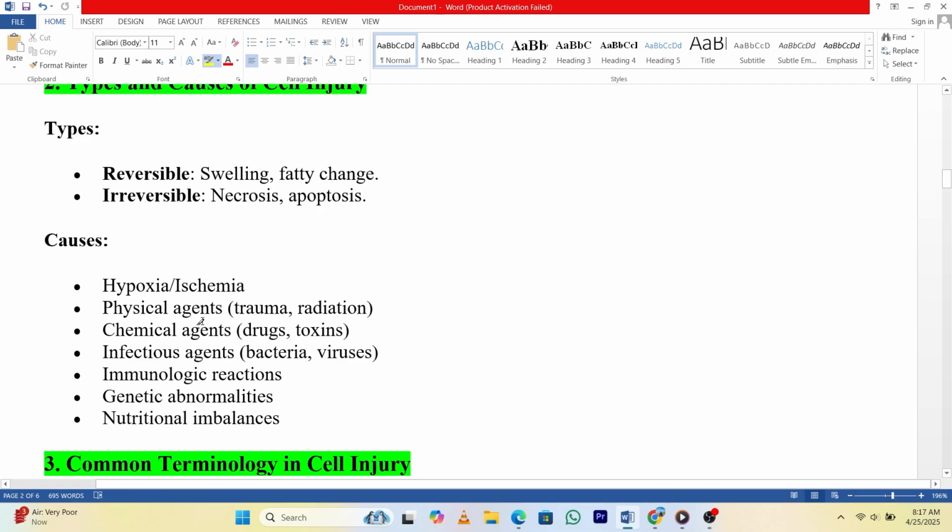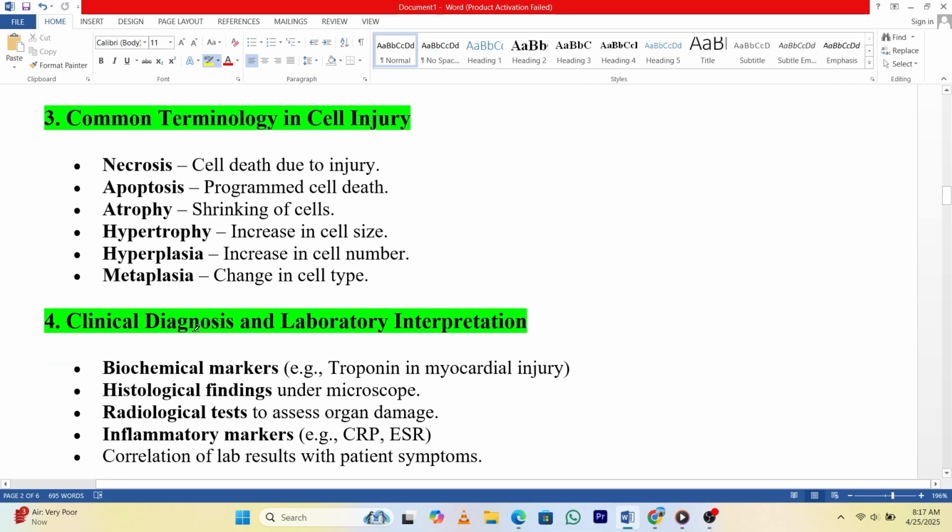3. Common terminology in cell injury. Necrosis, cell death due to injury. Apoptosis, programmed cell death. Atrophy, shrinking of cells. Hypertrophy, increase in cell size. Hyperplasia, increase in cell number. Metaplasia, change in cell type.